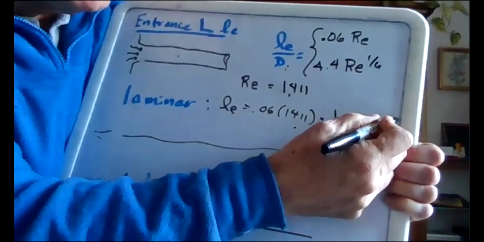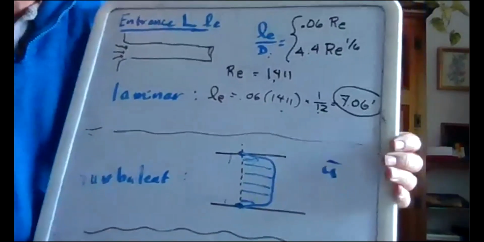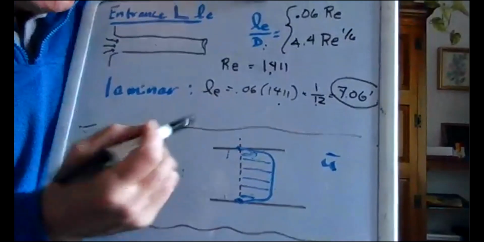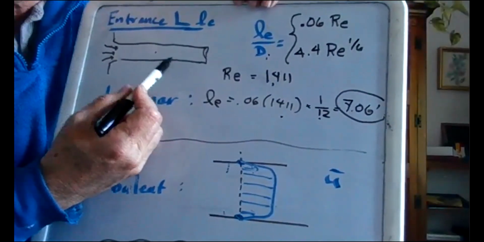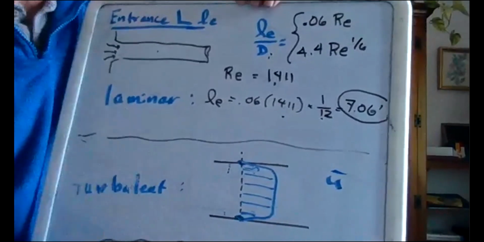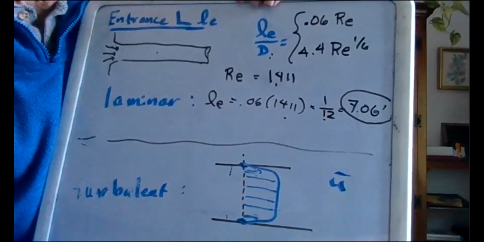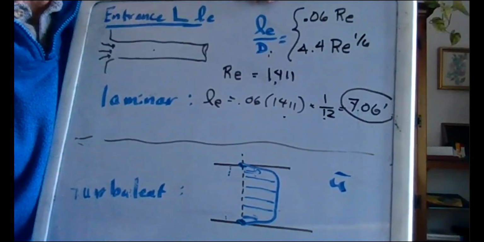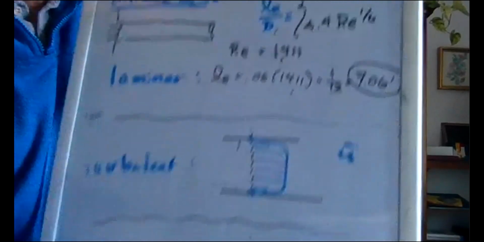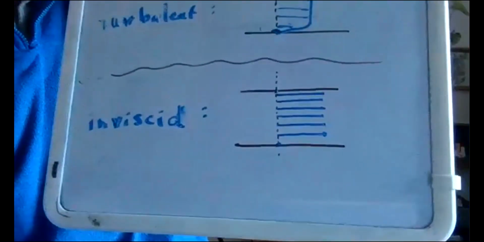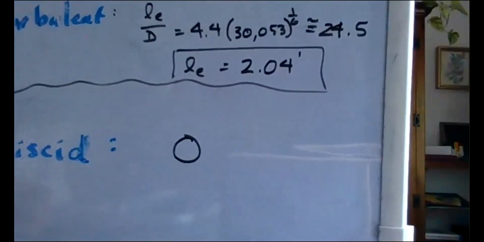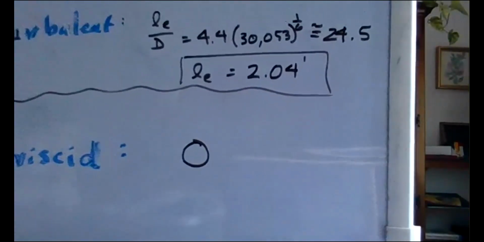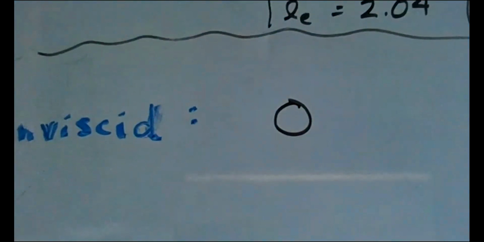All right. So one thing that you'll eventually do is ask, can I ignore the entrance length? Is it a small portion of my total pipe length? With 7 feet out of 100 feet, we probably wouldn't ignore that if we're going to try to be precise. I encourage you then to go ahead and do the next two: get the entrance length if it is turbulent, and the entrance length if it is inviscid. All right, so first my answers and then the work. I got an entrance length of approximately 2 feet for turbulent, and for inviscid, I got an entrance length of 0 feet.